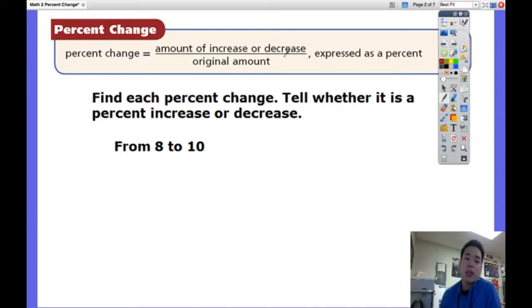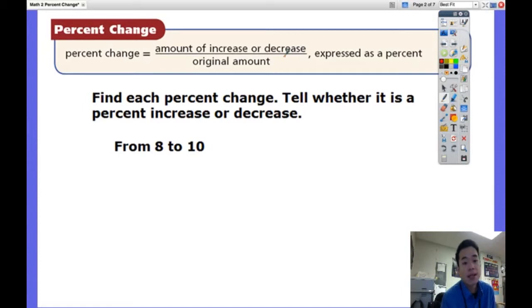Percent change is going to be equal to the amount of increase or decrease divided by the original, and then you express it as a percent. So when you have a decimal value, you just multiply your decimal value by 100, and that will give you your percent. So first example for today, you're going to find a percent change, tell whether it is a percent increase or decrease. So the example I have on the screen is from 8 to 10.